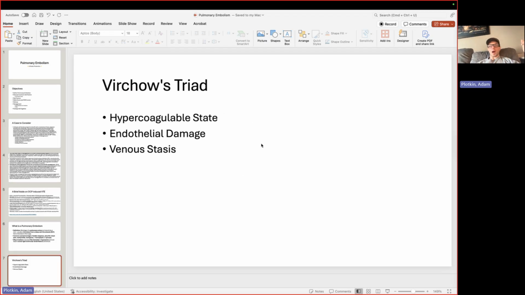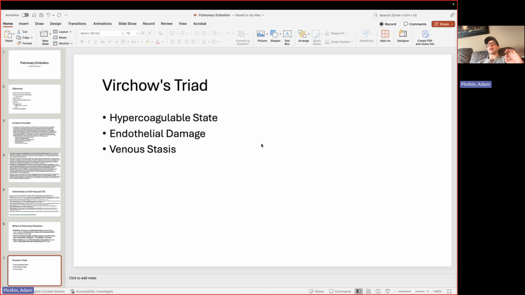So Virchow's triad, right? Remember the three aspects of Virchow's triad are hypercoagulable state, endothelial damage, and venous stasis. So really, after we're done acutely treating the pulmonary embolism, we have to ask ourselves why. Why did this patient have a pulmonary embolism, right? That's your job as the internist, right? It's to always ask why.